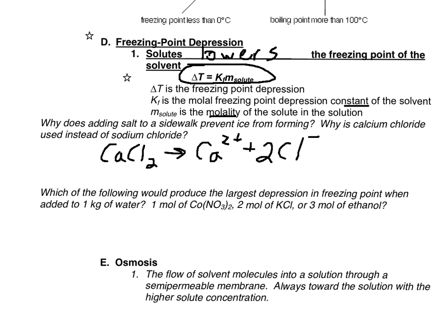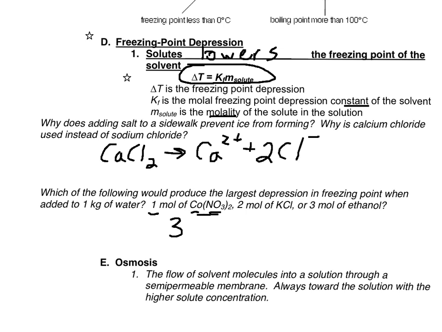So let's take a look at this last problem here. Which of the following would produce the largest depression in freezing point when added to 1 kilogram of water? Pause this and try it yourself real quick, and then turn it back on and see if you got it right. The key is how many moles of particles does this form? Cobalt nitrate, this is a soluble ionic compound. If I dump 1 mole of this into solution, it's going to form 1 cobalt and 2 nitrates. So it's going to form a total of 3 moles of particles.